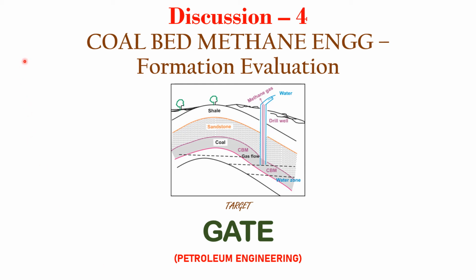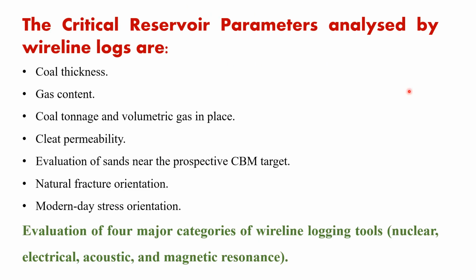Welcome back to discussion 4: coal bed methane engineering, formation evaluation, and hydraulic fracturing process. So, when we run wireline logs, what critical reservoir parameters should be analyzed? They are coal thickness, gas content, coal tonnage, and volumetric gas in place. Coal tonnage is per acre, CT per acre, coal tonnage per acre.